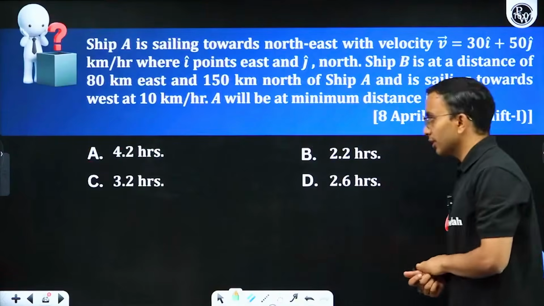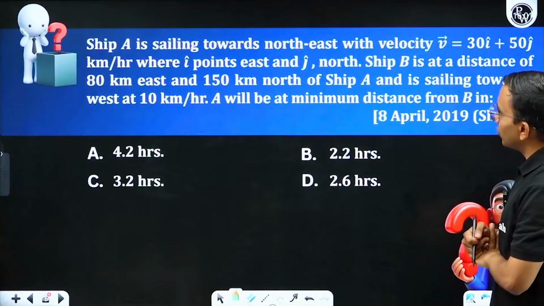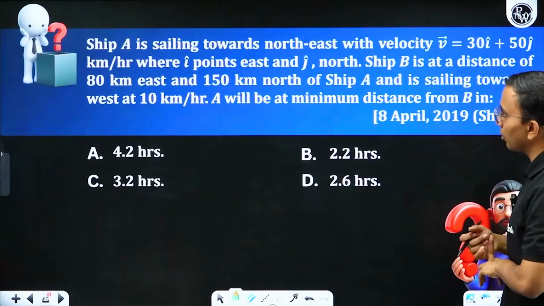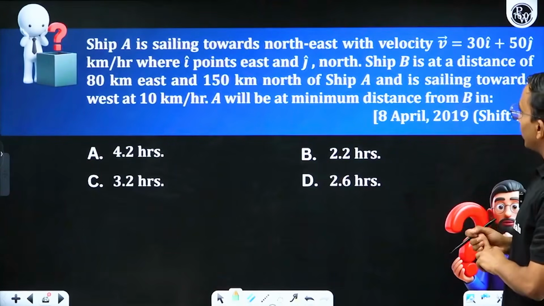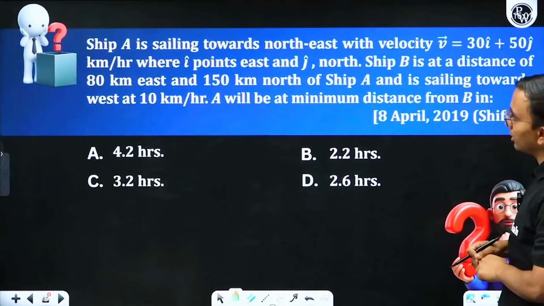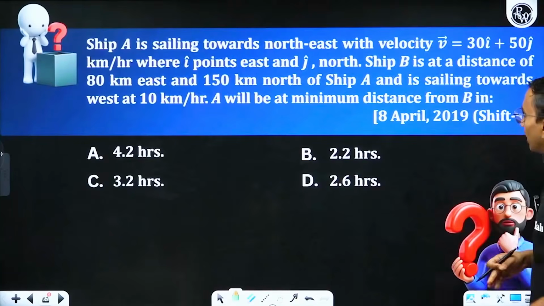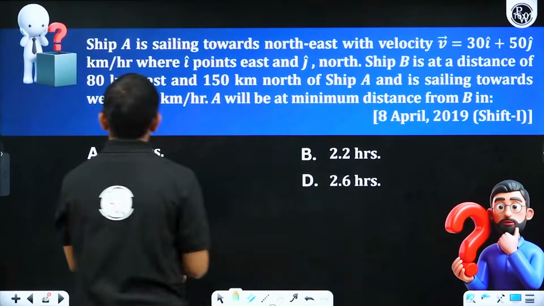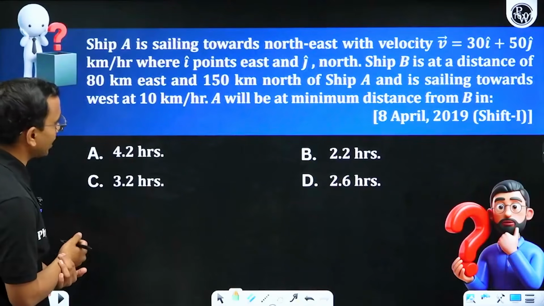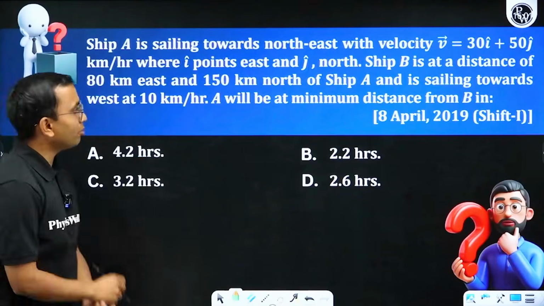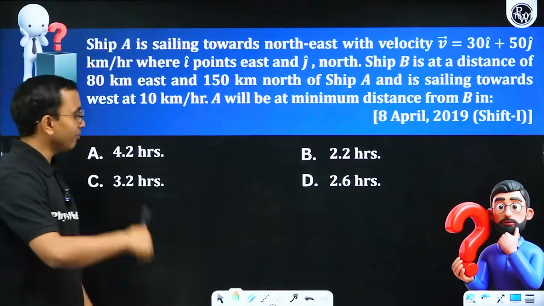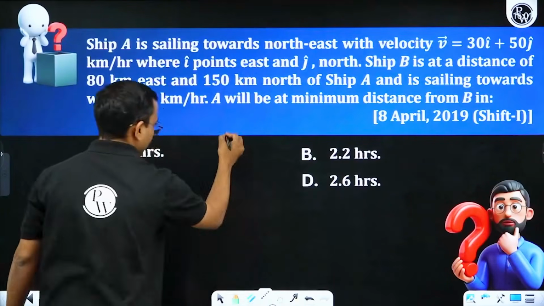This is the question. A ship is sailing towards northeast with velocity 30 i cap plus 50 j cap kilometer per hour. i and j are along east and north. Ship B is at a distance of 80 kilometer east, 150 kilometer north. Ship B is sailing towards west with 10 kilometer per hour. A will be at minimum distance from B in how much time?